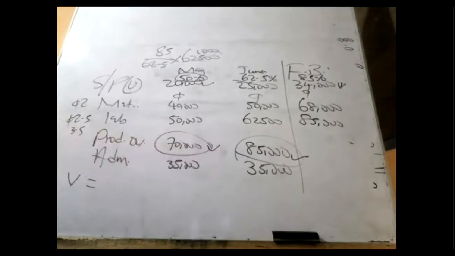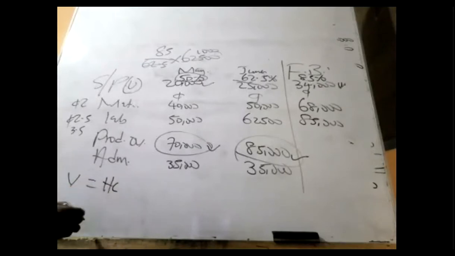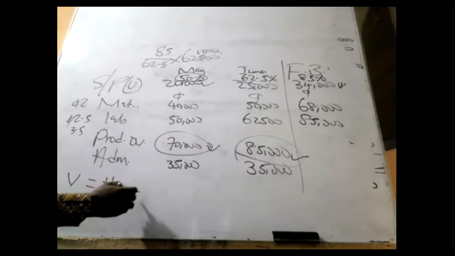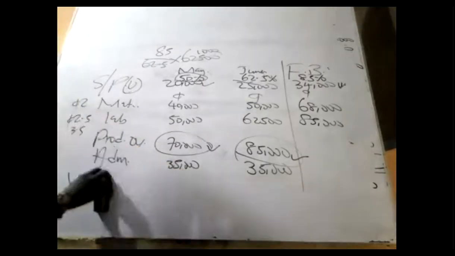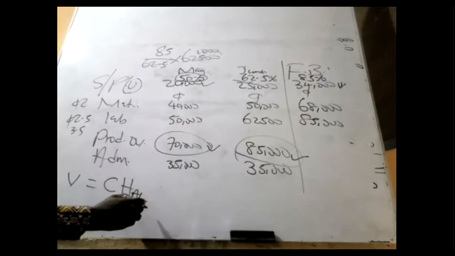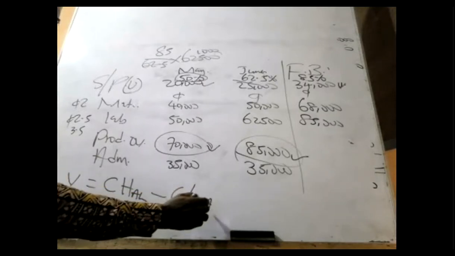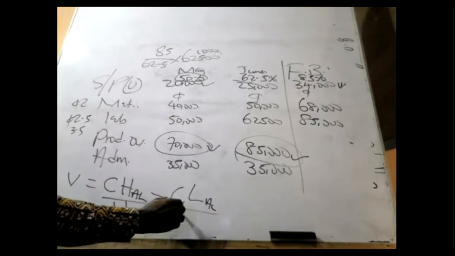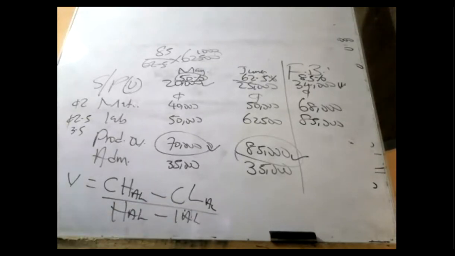And so the formula will be like this. The cost at the highest activity level minus the cost at the lowest activity level, all divided by the highest activity level minus the lowest activity level. That is the variable cost.